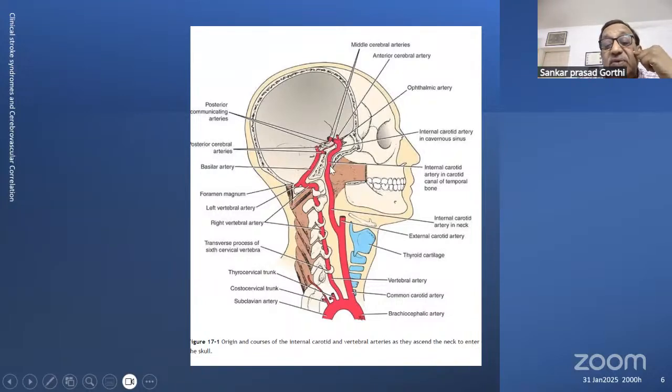So this is a very tortuous, long course, and you can have obstructions, atherosclerotic plaques, anywhere in the course of these arteries. And once these big arteries enter the brain, they further subdivide into middle-size and small-size arteries. So that's the cerebrovascular anatomy.